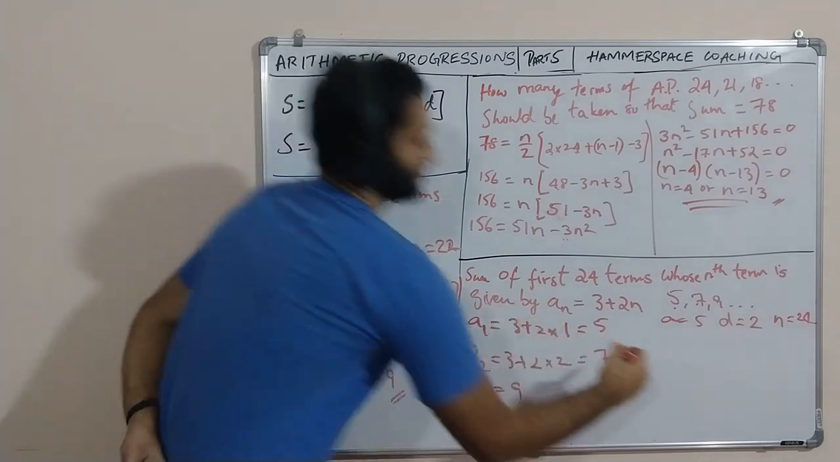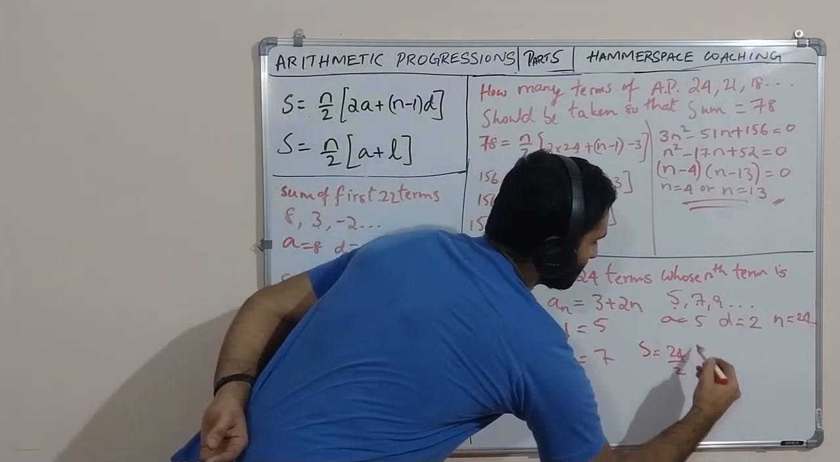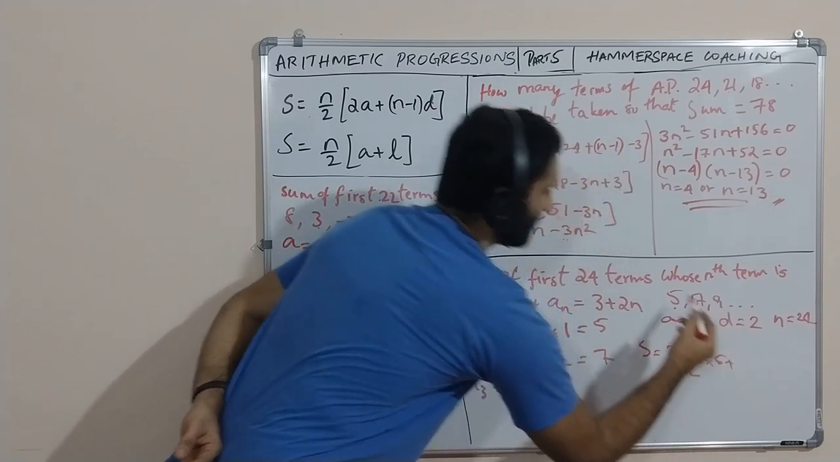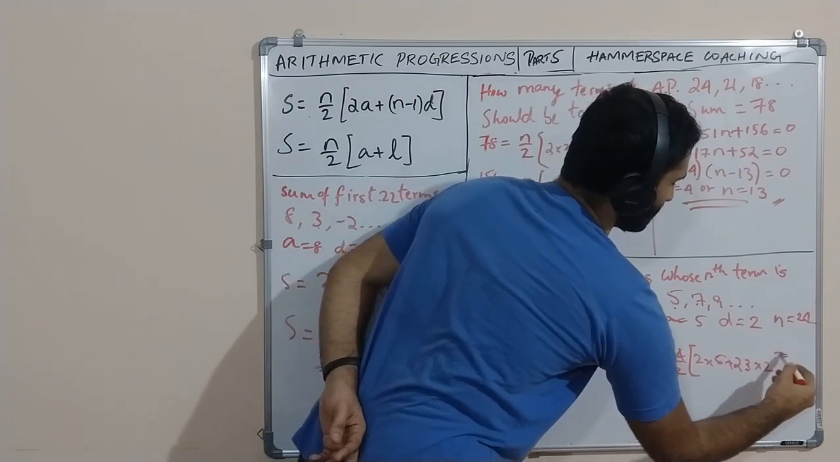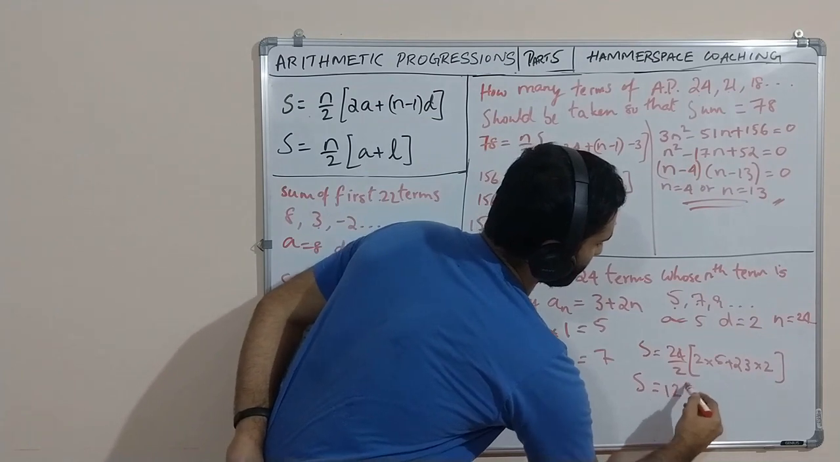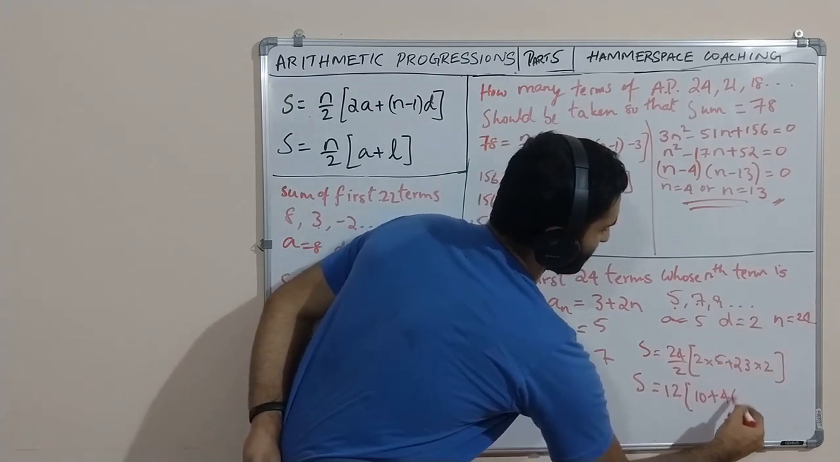So S is equal to N by 2, 24 by 2 into 2A, 2 into 5 plus N minus 1, 23 into 2, which is D. So S is equal to 12 into 10 plus 46.